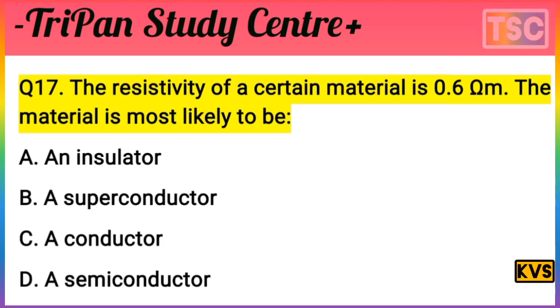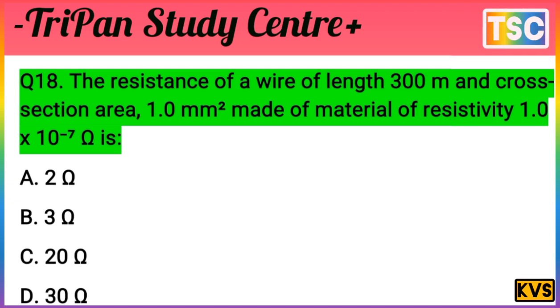Semiconductor is a most important material in use, because a semiconductor does not let current flow directly. It means semiconductor is the right answer. The resistivity of the material is 0.6 ohm meter, so the material is most likely made of a semiconductor. It means option D is correct here. Now the next question is on your screen.